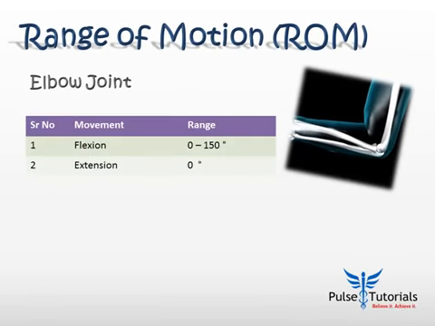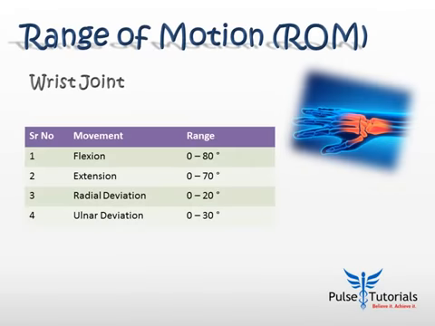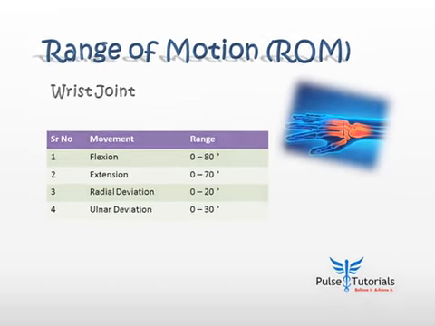At the elbow joint, only 2 movements are possible, flexion 0 to 150 degree. A fully extended elbow does not undergo hyperextension, so the range of movement of extension is 0. Wrist joint has 4 movements, flexion 0 to 80 degree, extension 0 to 70 degree, radial deviation 0 to 20 degree, and ulnar deviation 0 to 30 degree.